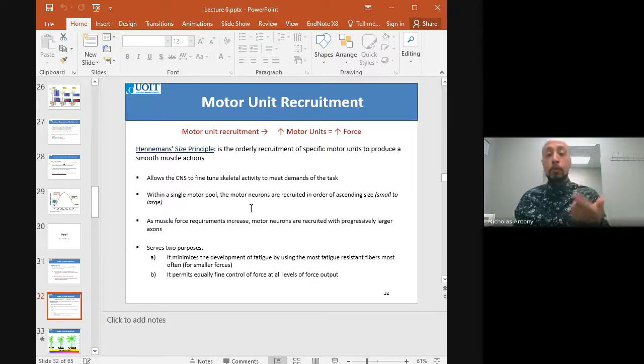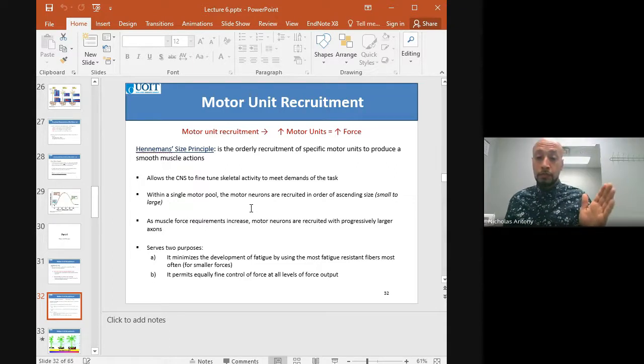When talking about motor recruitment strategies, there is what's called Henneman's size principle. Have you all ever heard of that before? Henneman was the scientist that figured this out, and Henneman's size principle dictates that as we recruit more motor units to increase the force of a particular muscle, we go in order of increasing size.